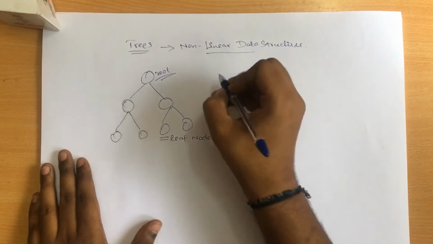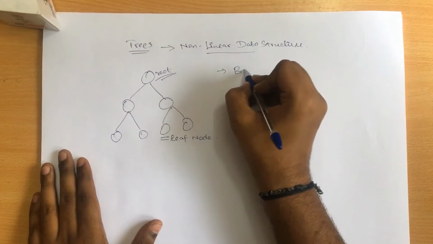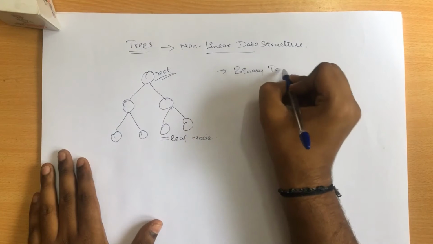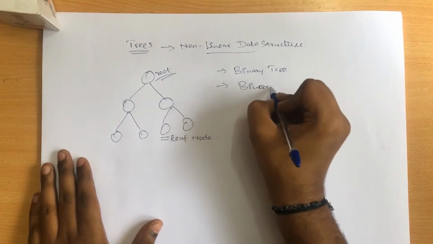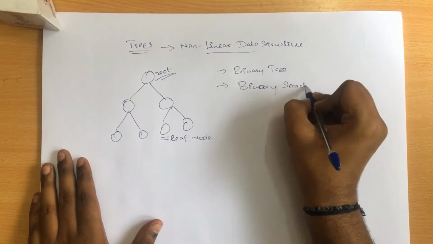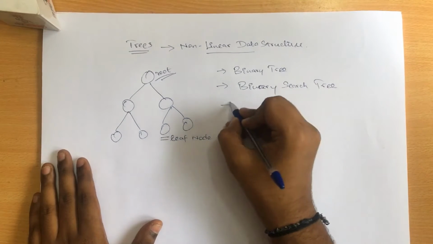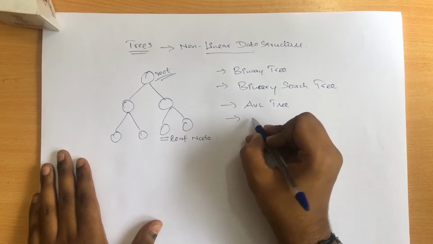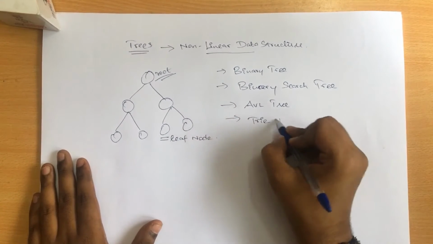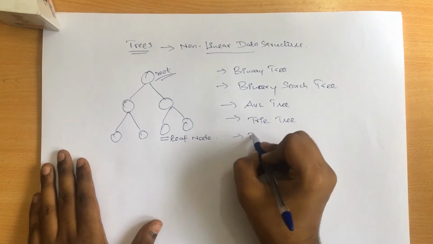Trees take place in many forms, and we have certain types of trees. For example, we have binary tree, binary search tree, AVL tree, splay tree, trie tree, and so on. We still have a lot of types of tree, and red black tree.